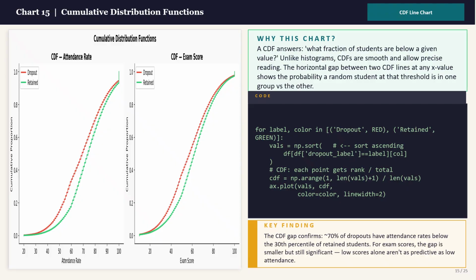We also had cumulative distribution functions, and a CDF answers the question of what fraction of students are below a given value. Unlike histograms, CDFs are smooth and allow precise reading. The horizontal gap between two CDF lines at any x value shows the probability a random student at that threshold is in one group or the other.